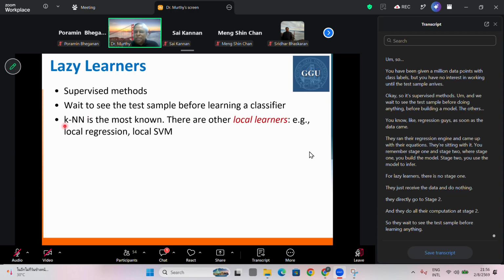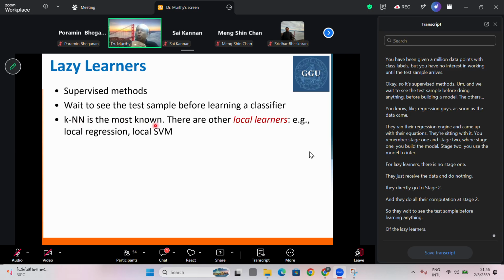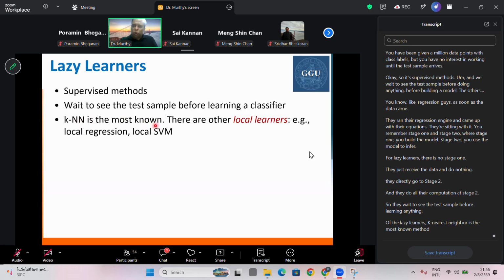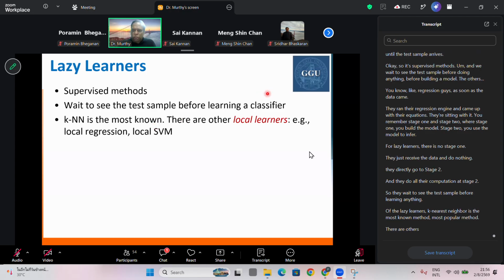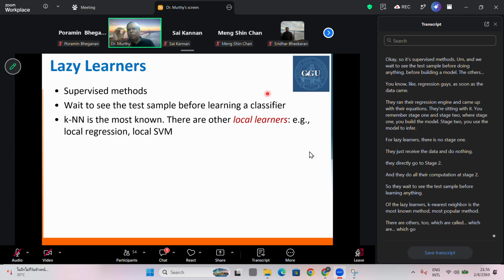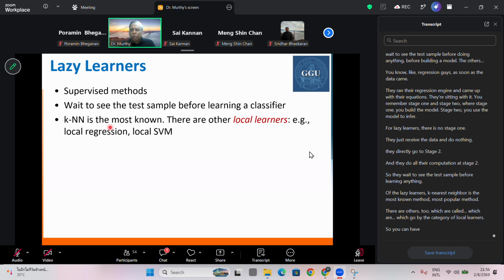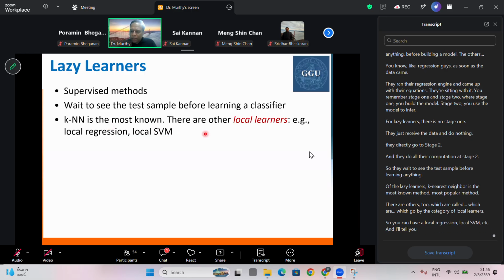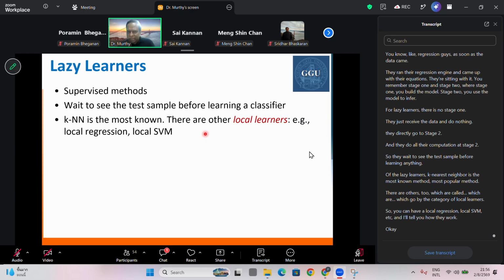Of the lazy learners, k nearest neighbor is the most known, most popular method. There are others too, which go by the category of local learners. So you can have a local regression, local SVM, etc. And I'll tell you how they work. Okay. So there are multiple lazy learning methods.